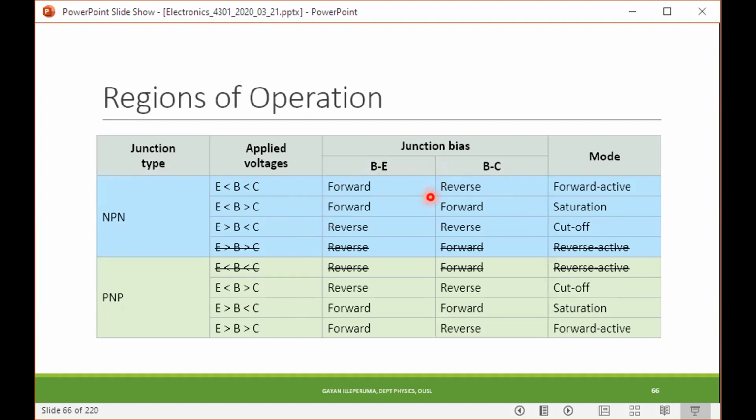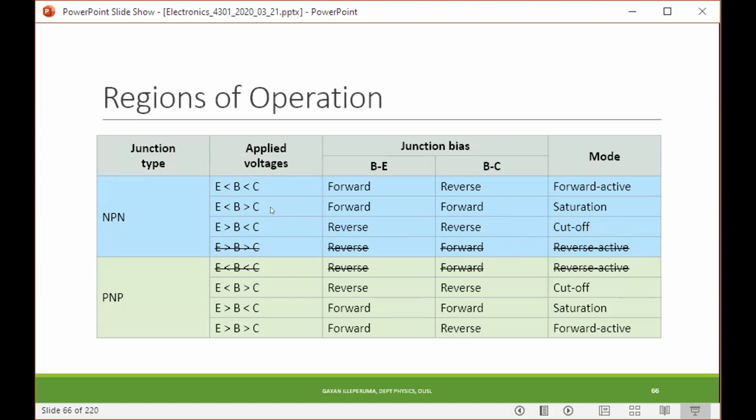In the first case, now remember in the NPN case, collector always has a higher voltage than the emitter. That's a given. Collector will always have a higher voltage than the emitter. Only the base voltage will determine the different modes. So let's start with the last one. If the base voltage is less than the collector and the emitter, you are in the cutoff mode. That means no current goes through the transistor. Base emitter is reverse bias, base collector is reverse bias. Both junctions are reverse bias, current doesn't flow through it.